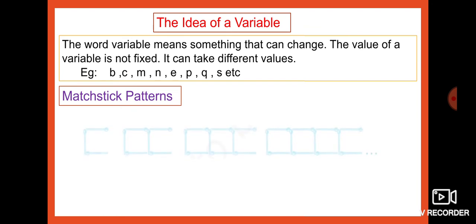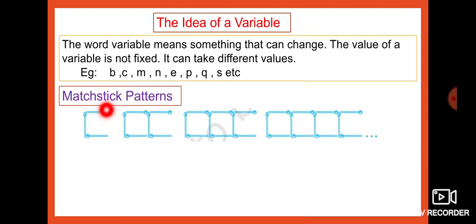Here is one matchstick pattern. This is the letter C. How many sticks are used here? 3 sticks. This is 1, 2, 3, 4, 5, 6: 6 sticks. This is 9 sticks. This is 12 sticks, and it continues. That is 3 times 1, 3 times 2, 3 times 3, 3 times 4, etc. So one rule for representing the matchstick pattern is this. That is, the rule is 3n.